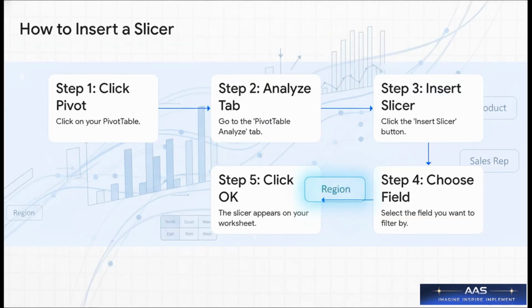And they are so incredibly easy to set up. You just click on your pivot table, you hit Insert Slicer, and then you choose what you want to filter by, in this case, region. And now, when you click a button on that slicer, your entire report updates in real time. That right there, that's the magic of a truly interactive dashboard.